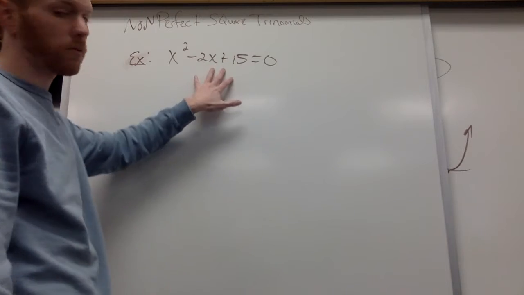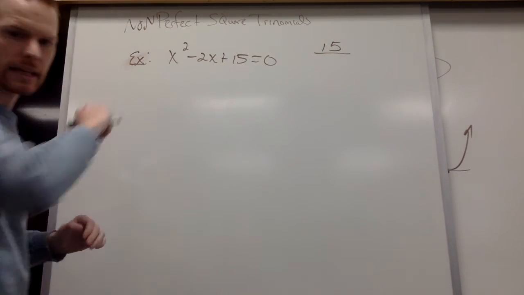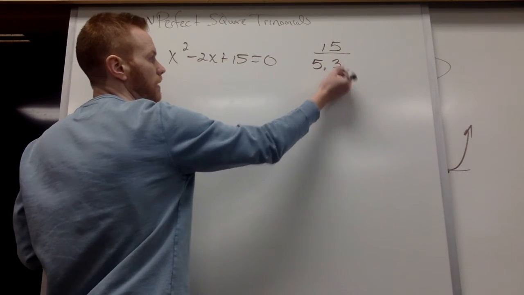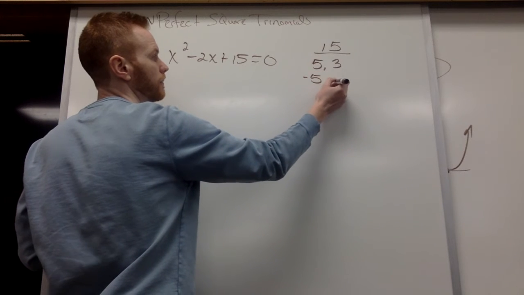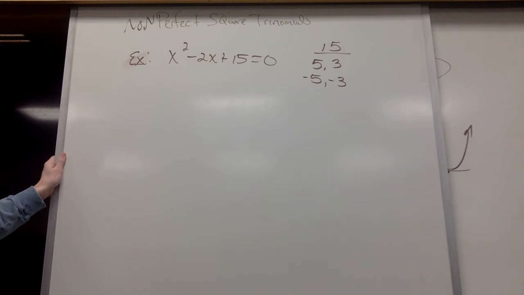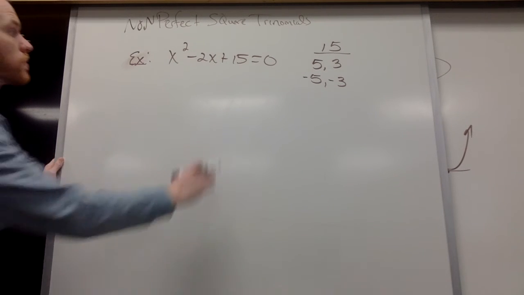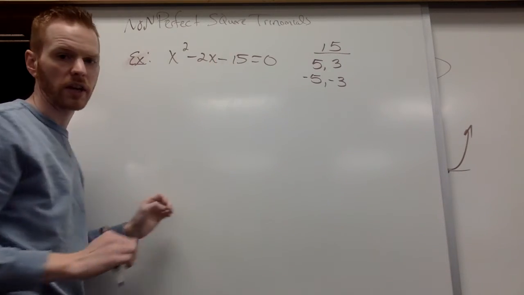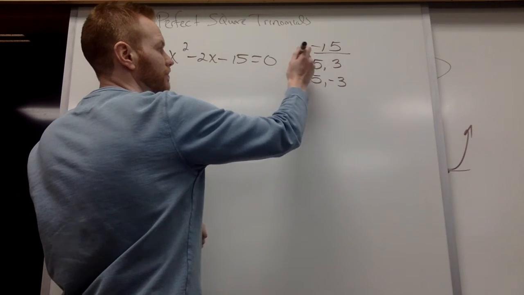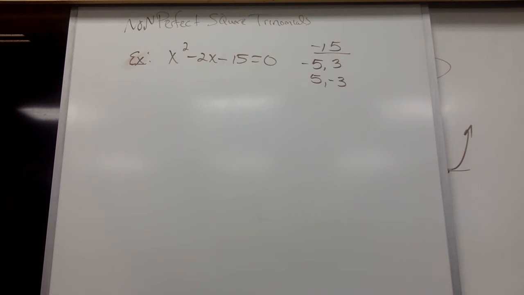Okay, so here we go. Factors of 15 that when I add them, I get negative 2. Well, let's start listing them. 5 and 3, negative 5, negative 3, right? What do you think? Anything up so far? Oh, I'm sorry. Two mistakes. That should be a negative. Let's change that. There we go. Sorry about that.